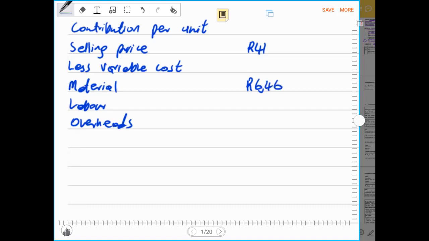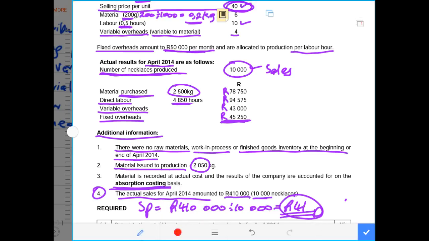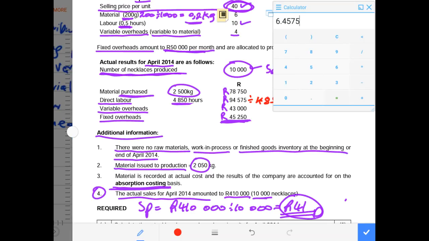R6.46 will be the cost of material. Then we go to the labor. We have incurred the total cost of labor, and our total cost of labor is R94,575, and the labor hours that were spent were 4,850. Meaning now we can just say the cost divided by 4,850, this will give us the total cost of labor per unit.